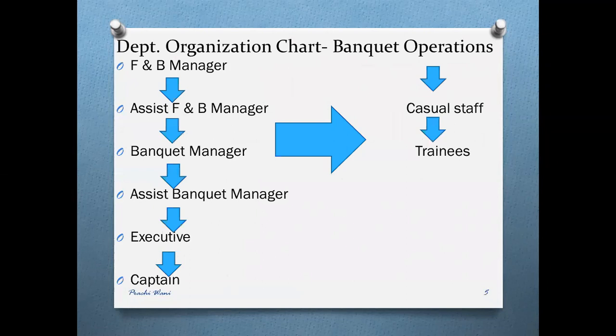Let us understand the departmental organization chart for banquet operations department. There is a F&B manager, we all know, who's handling the entire F&B department. Then we have assistant F&B manager. In many five-star hotels or maybe where you have a very busy convention center, you could have two assistant F&B managers. One will handle F&B outlets, another will handle the convention center, which is your banquets. The entire department's smooth operation is under the banquet manager. Then you have assistant banquet manager, executive, captain, casual staff, and trainees.